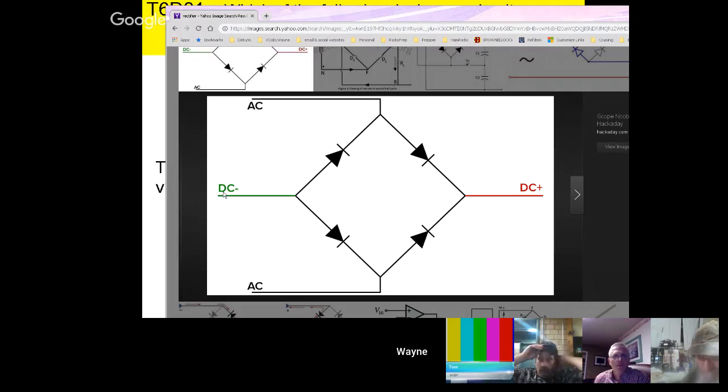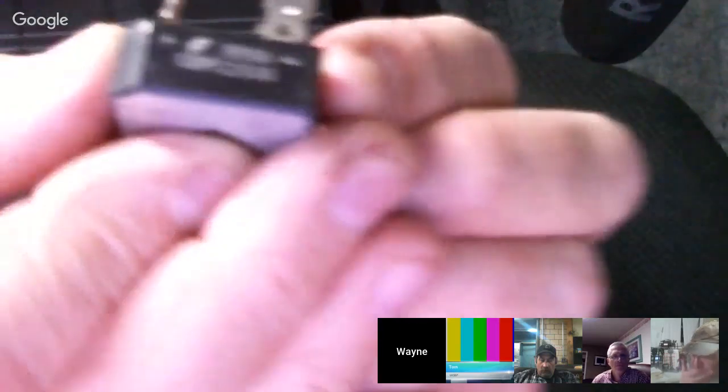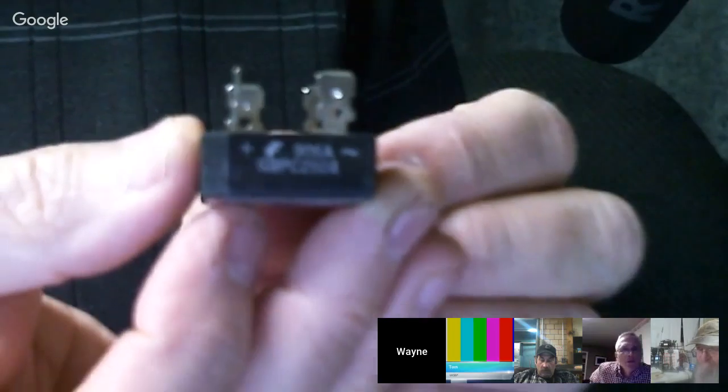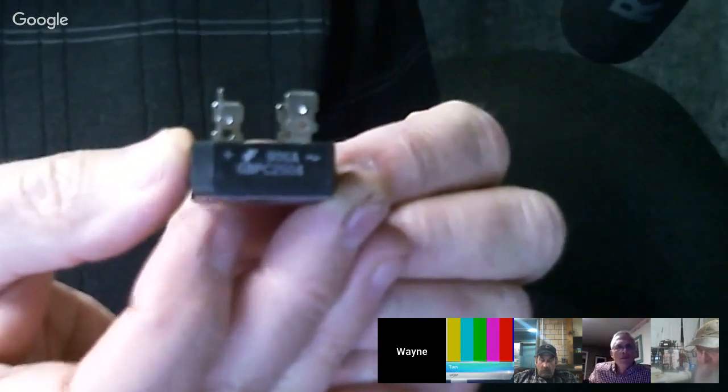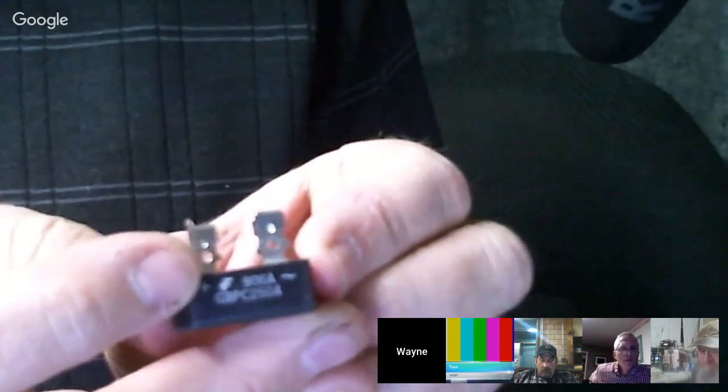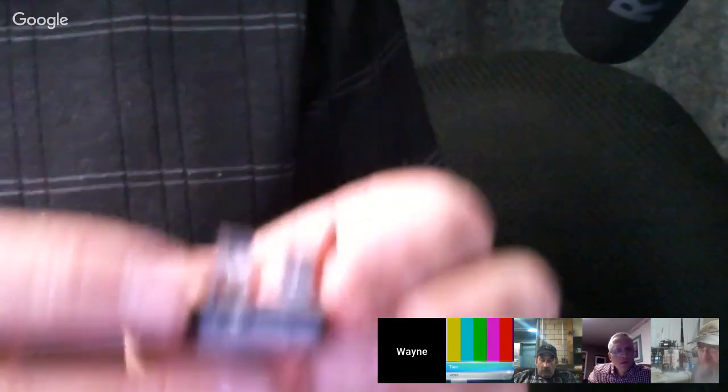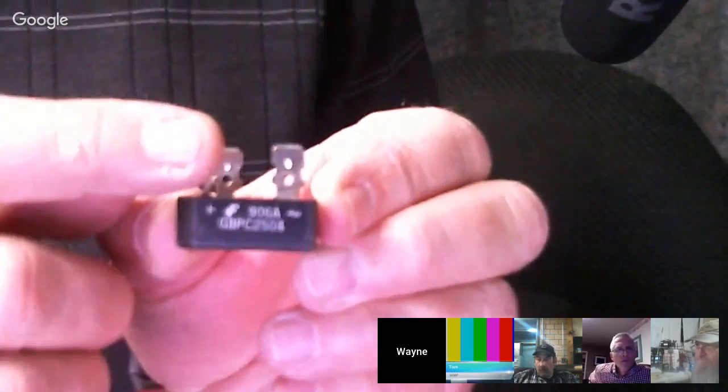Of course, I have all kinds of nifty little things here in the shack. I'm going to go ahead and stop sharing for a minute and hold that up. That is a full wave bridge rectifier. As I look at it here, there are some symbols on it. This isn't focusing very well, but at any rate, this is your positive. It has a positive terminal right here.